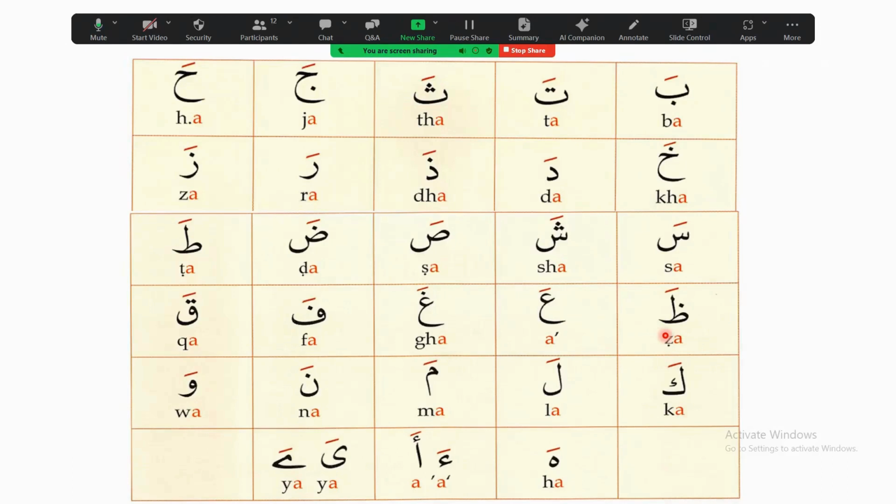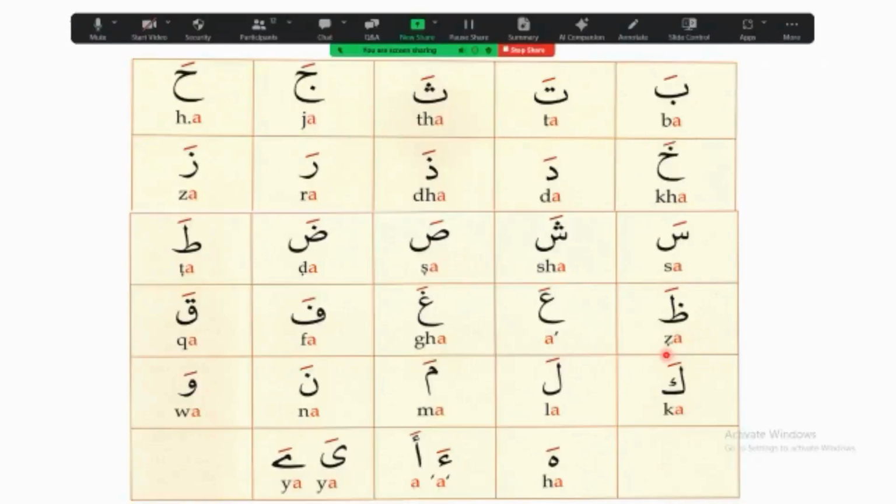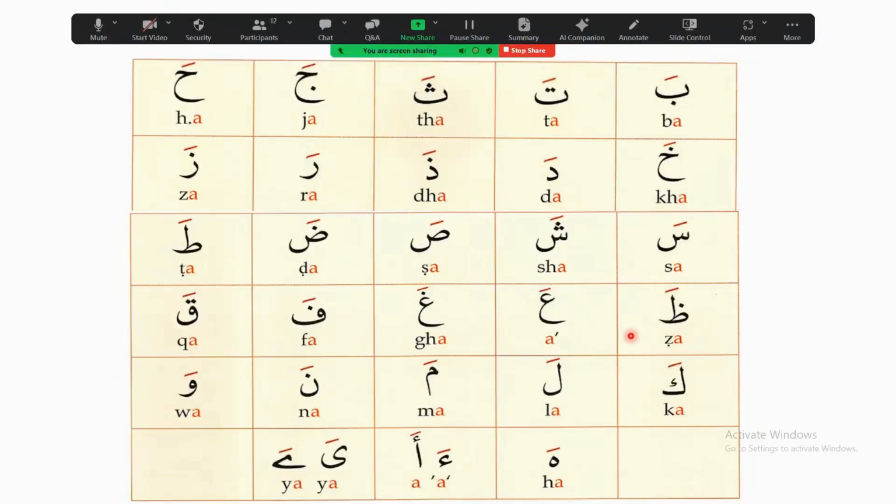So even for this letter, the sound is not the z sound or z letter sound. The tip of the tongue touches the tip of our upper teeth, and we make a heavy sound for this letter and say za. This is a heavy form of this letter dal. This was dha, and this is za. We make the back part of the tongue raised to say this za. So za, a heavy letter.